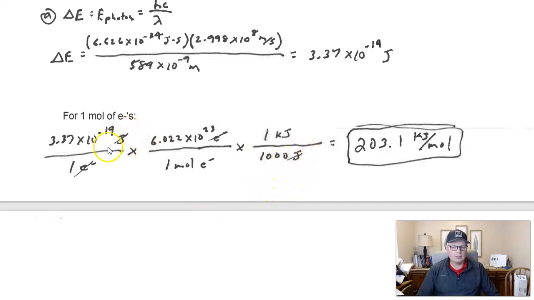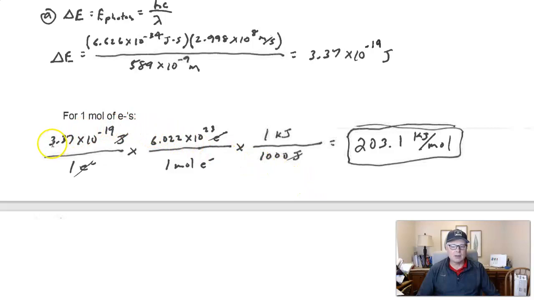Joules on the bottom. That way we get kilojoules left up here. So my joules cancel, and I'm left with kilojoules on the top and moles of electrons on the bottom. So you end up with kilojoules per mole. You've got to be able to do that stoichiometry or you're just dead in the water here.